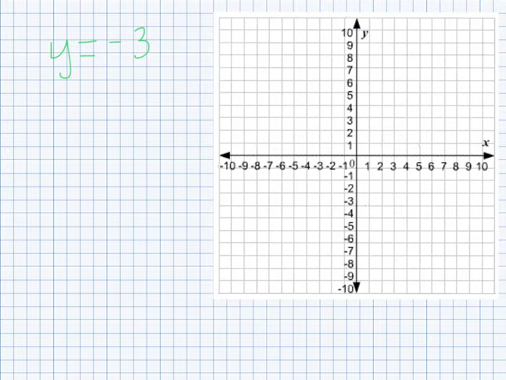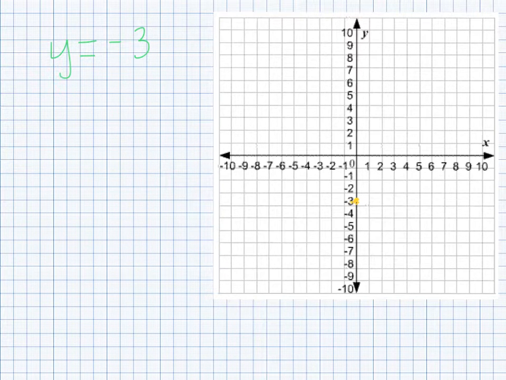So now we're going to look at a graph that y equals -3. And so we know that y is going to be -3 the whole way through. So that means that this is our -3 there.